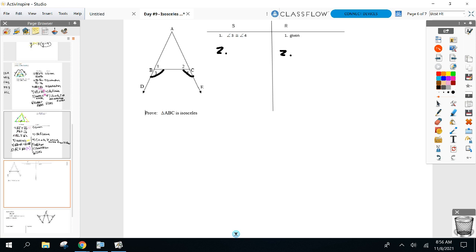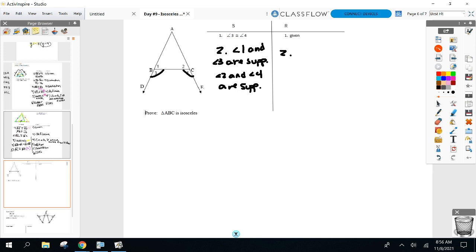Supplements of congruent angles are congruent, but you better tell me what angles are supplementary first. Yes, that's what we're going to do here. Supplements of congruent angles are congruent, but I do need to know which angles are supplementary. So we'll start with angle 1 and angle 3 are supplementary. Angle 2 and angle 4 are supplementary. That's not by supplements of congruent angles, though.